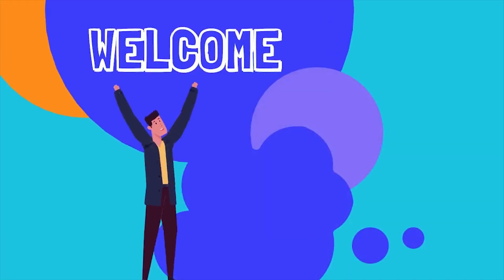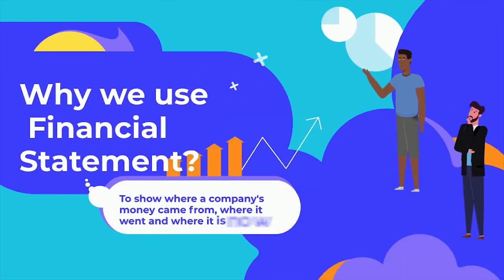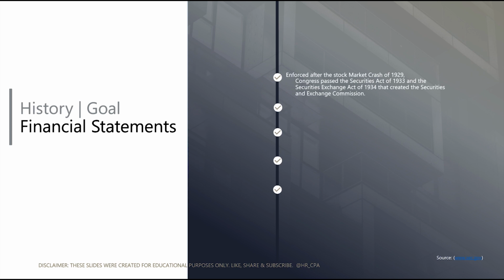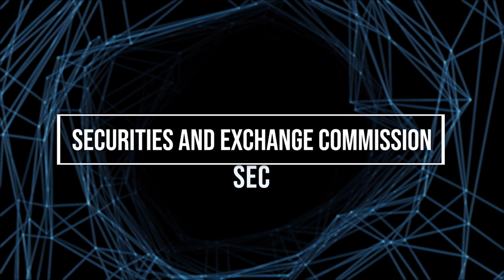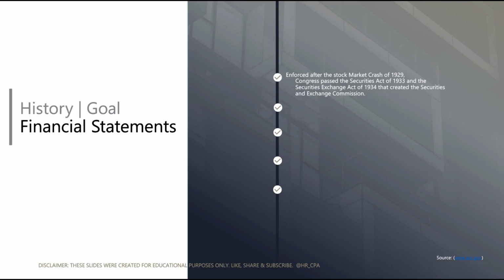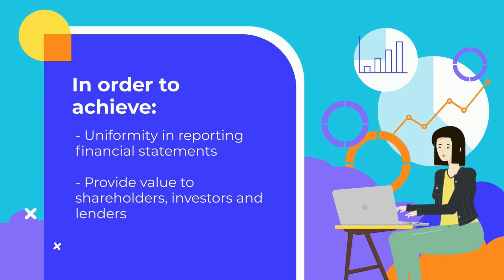To properly understand financial statements, it's important to know why their use is enforced. After the market crash of 1929, the Securities Act of 1933 and Securities Exchange Act of 1934 were implemented and then caused the creation of the SEC. The SEC stands for the Securities and Exchange Commission. Since then, the SEC has required that all publicly traded companies report financial information, including financial statements each quarter. They did this so that investors and creditors can have a uniform understanding of these companies' financial health.